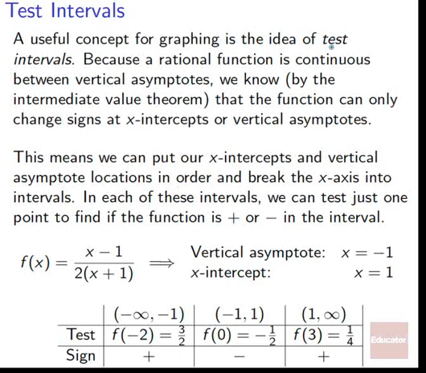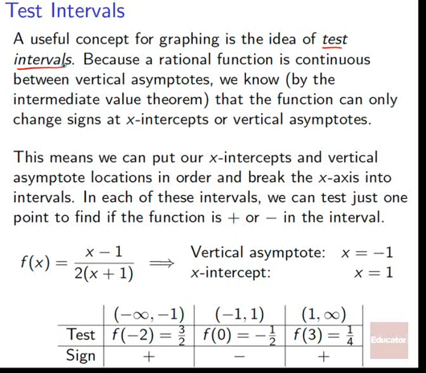A useful concept for graphing this is the idea of the test interval. Because a rational function is continuous. Remember, there are no jumps in a rational function because it's built out of polynomials. So there can't be any jumps between vertical asymptotes. We know by the intermediate value theorem, since we aren't allowed jumps, that a function can only change signs at x-intercepts, where it crosses from positive to negative, or at vertical asymptotes, because after a vertical asymptote, it does jump.